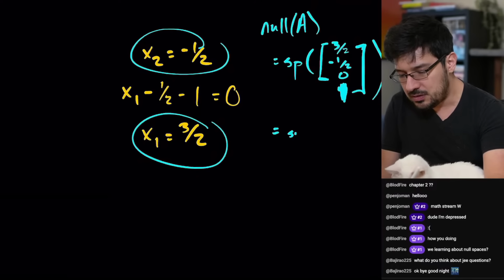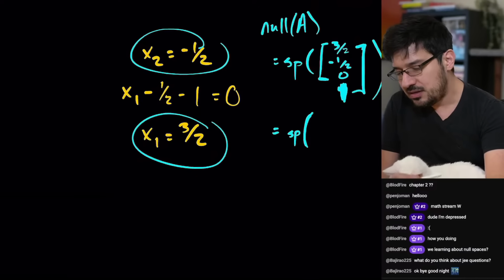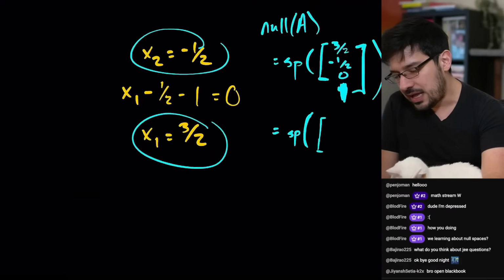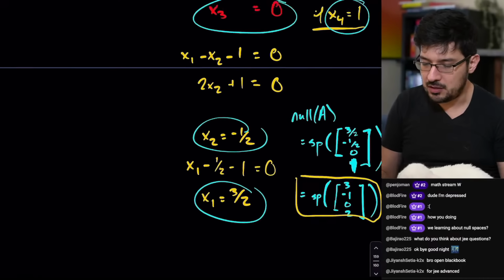So because of this, any multiple, we can multiply this by any number. In particular we can multiply by 2, and then we get a nice vector with whole numbers. So this is the span of the null space.